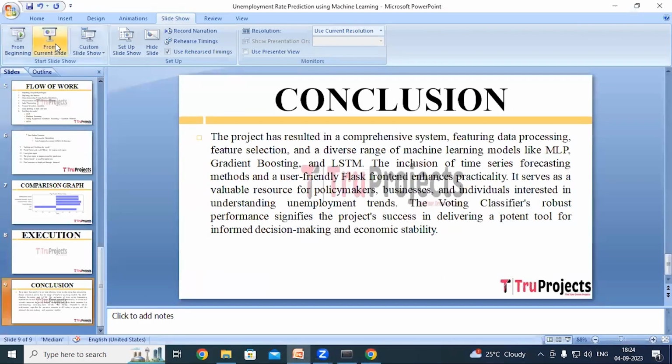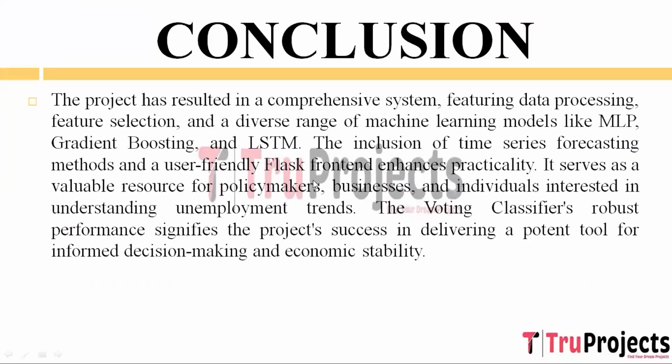So the conclusion here is, the project developed a thorough system that includes data processing, feature selection and a wide variety of machine learning models like MLP, gradient boosting and LSTM. Practicality is increased by adding time series forecasting techniques and a user-friendly Flask frontend. It is a useful tool for decision makers, companies and people who are interested in learning about trends in unemployment. The project's accomplishment in producing an effective tool for well-informed decision making and economic stability is demonstrated by the voting classifier's strong performance.